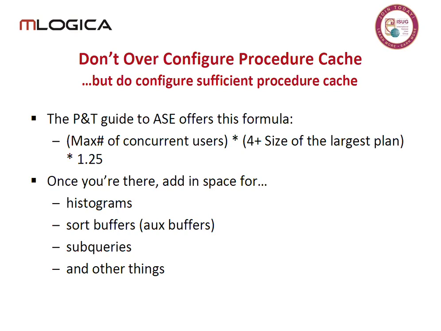Well, we tried looking at the sysmon output. The sysmon output doesn't really tell us how much of the procedure cache we're using. It just tells us how well it's being used. How about we look at something like monitor config? Well, the monitor config will report on how the procedure cache is used. One small problem with that.